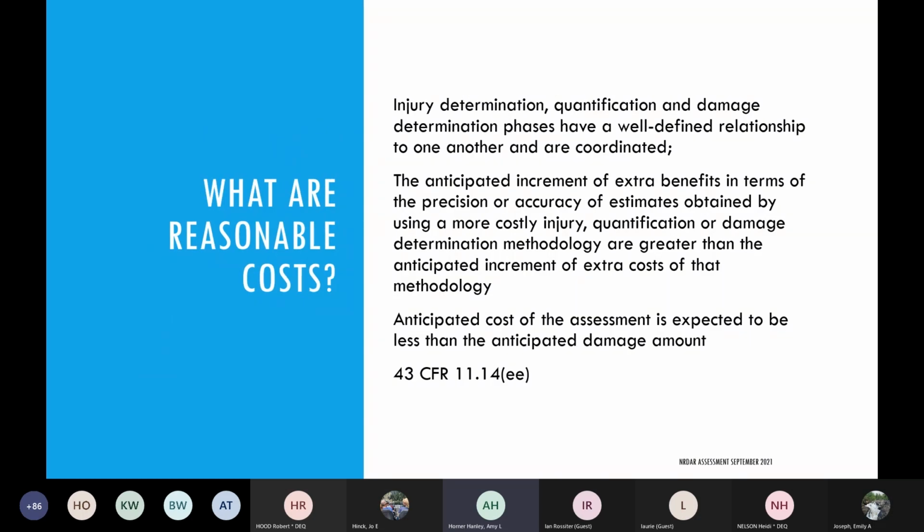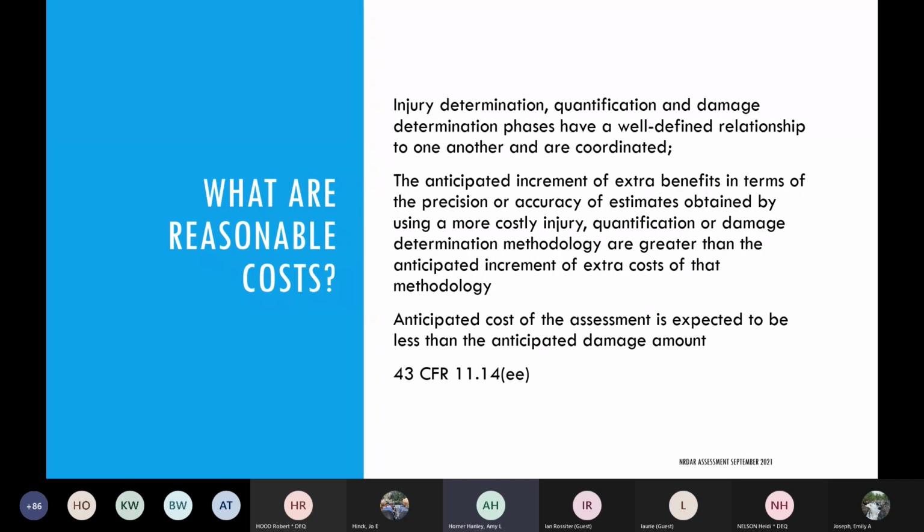I've talked a lot already about reasonable costs. So I just threw up a couple of definitions up here to remind folks about what that looks like, right? If you're looking at a particular study or a particular analysis, you want to look to see if the anticipated increment of the extra benefits of that study, or of using a more costly methodology, is greater than the costs of that methodology. Reasonable costs also always, your costs of your assessment should be less than your damages, right?